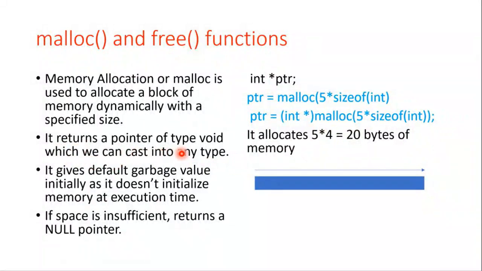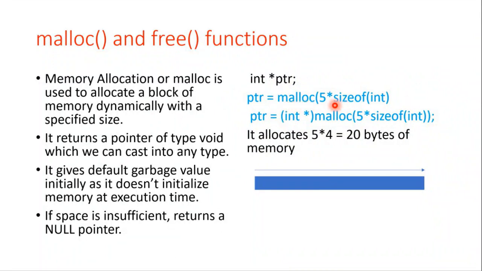Malloc returns a pointer of type void. It returns a void type of pointer, and we can cast it into any type. It gives a default garbage value initially, and it does not initialize memory at execution time. If space is insufficient, it returns a null pointer. Here we have taken an integer pointer ptr. This is how we allocate memory.